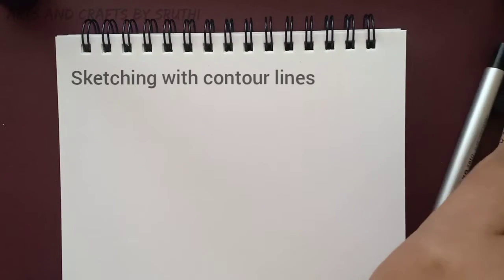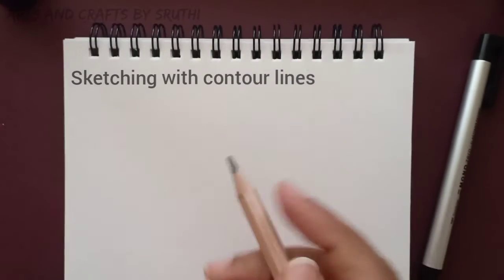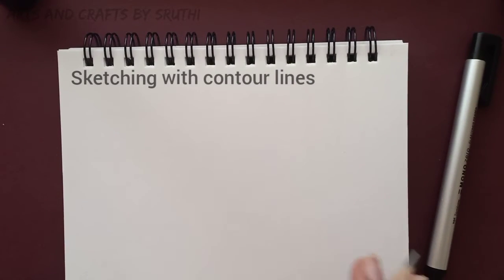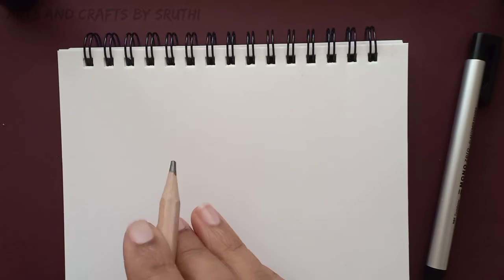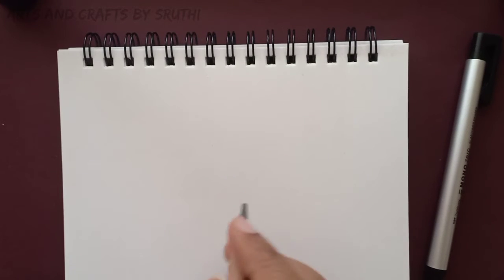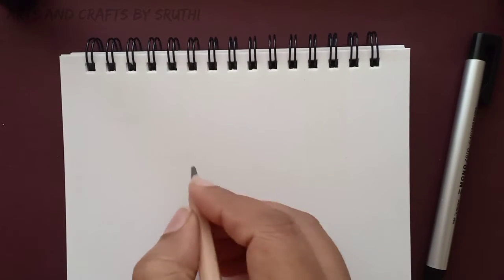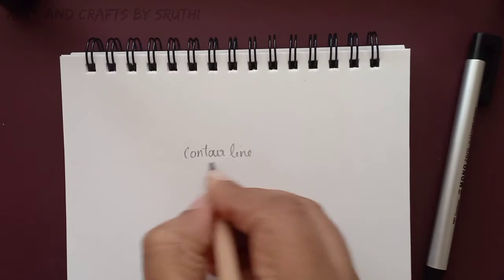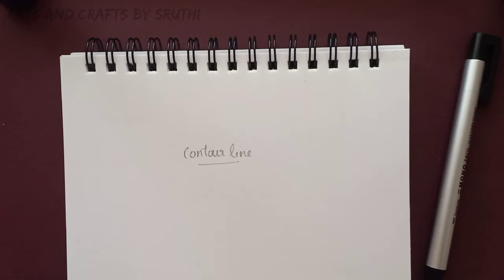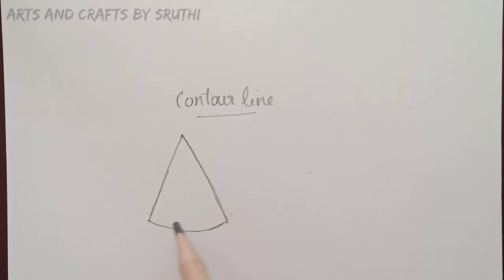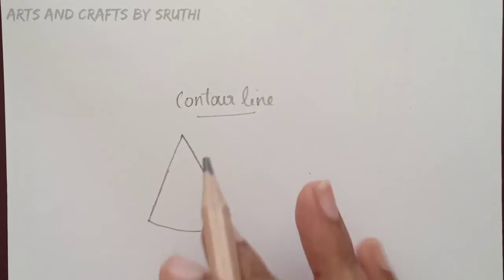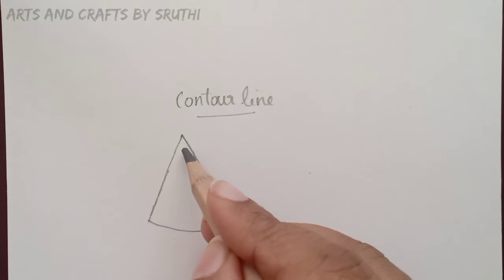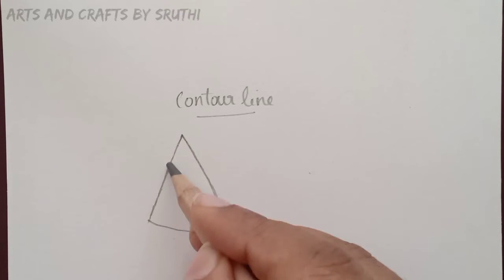So today we will discuss contour lines. Contour lines are the lines which define shape and depth of an object. So let's see how these lines can help us make a 2D shape into 3D. I am showing a cone and its contour lines here.